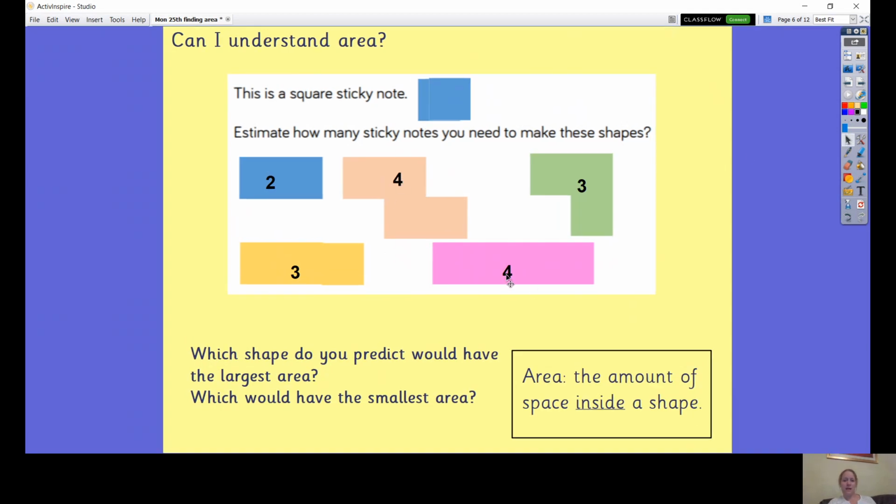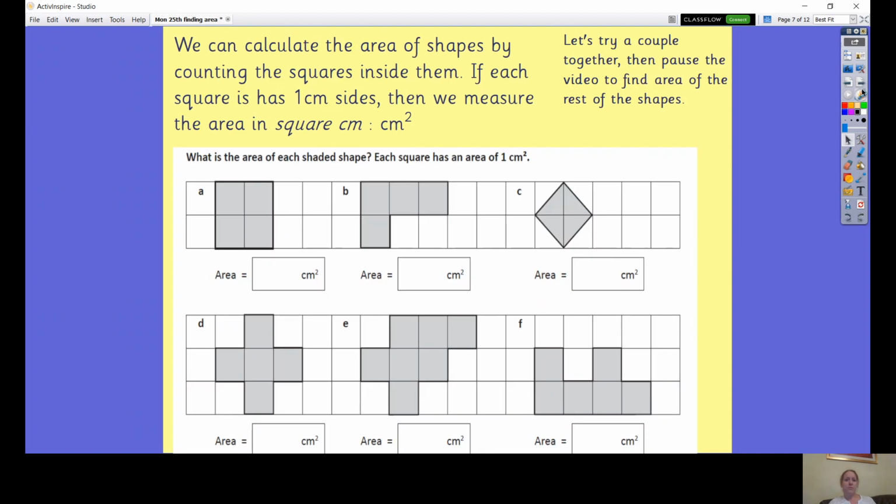Okay, so in answer to our questions, which shape do you predict would have the largest area? If you predicted one of those shapes would have the largest area, then you were correct. And which would have the smallest is obviously this one, because it's only got 2 sticky notes. Okay, moving on. We can calculate the area of shapes by counting the squares inside them. So sometimes they help you, and squares are drawn onto your shapes.